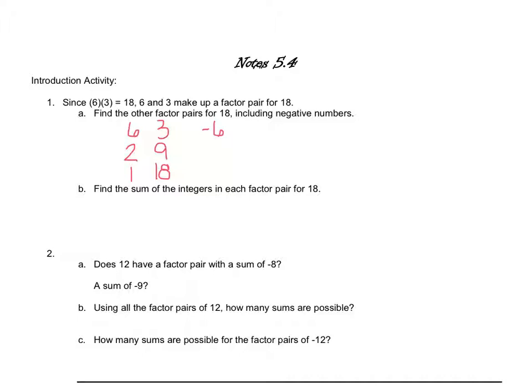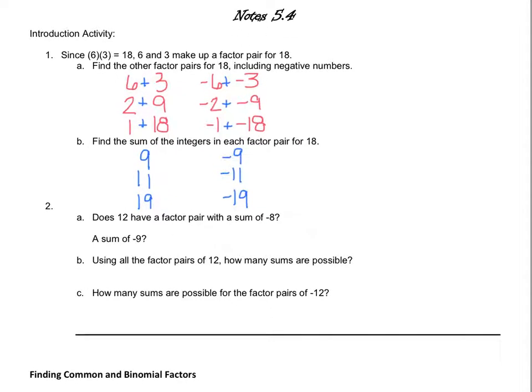So if we take negative 6 and negative 3 together, they make positive 18. Negative 2 and negative 9. And then negative 1 and negative 18. Alright, now it says find the sum of the integers in each factor pair for 18. So we're going to add each of these together and write down the answers. The first ones are 9, 11, 19, and then negative 9, negative 11, and negative 19. Alright, so that was all for the number 18.